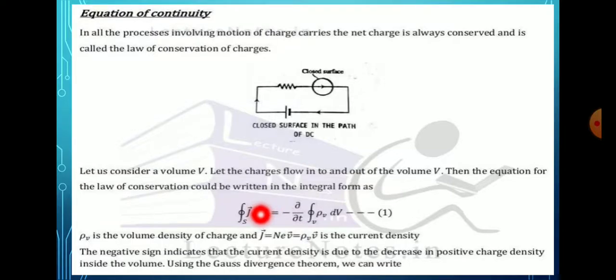Here j bar is the current density and rho v is the charge density. As I already told, the negative sign is there because in that volume the positive charge decreases, so we take the negative sign. Then this surface integral is converted to a volume integral. For that we have to consider the Gauss divergence theorem, in which a surface integral is converted to a volume integral.